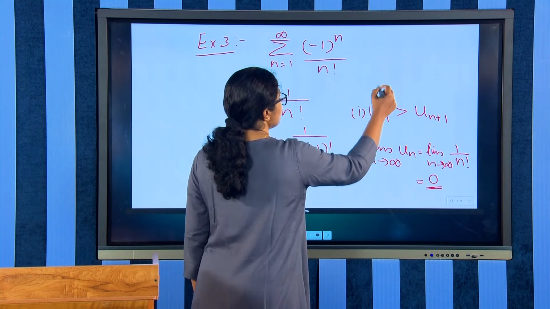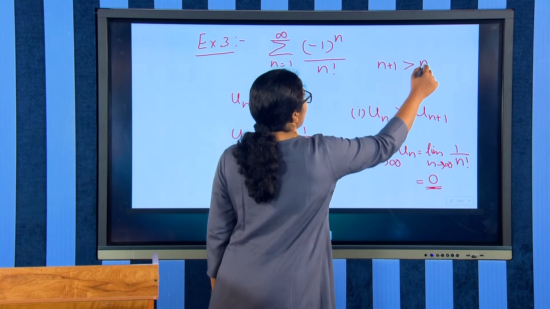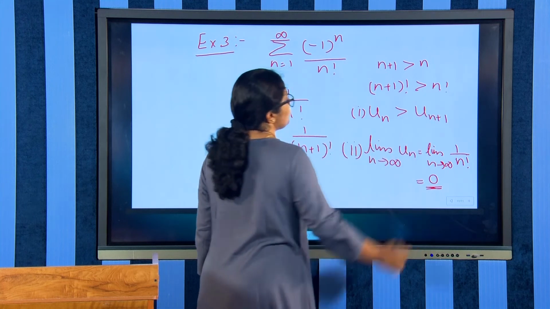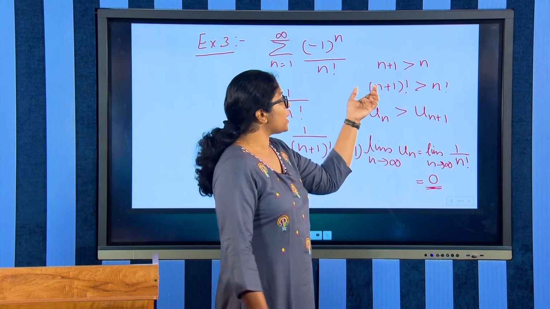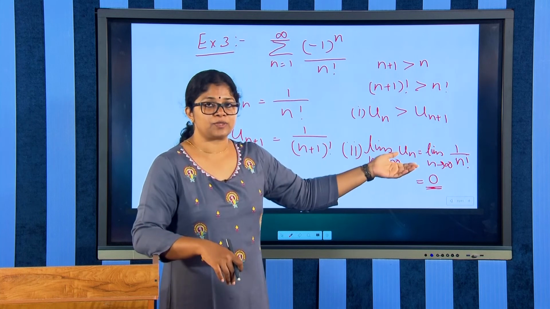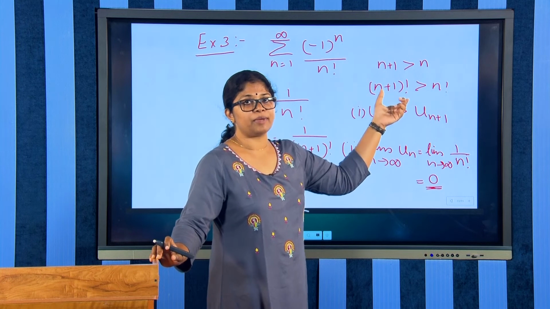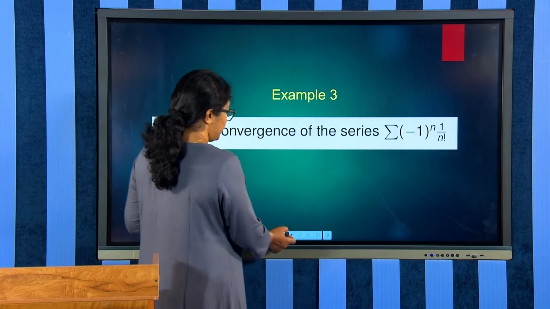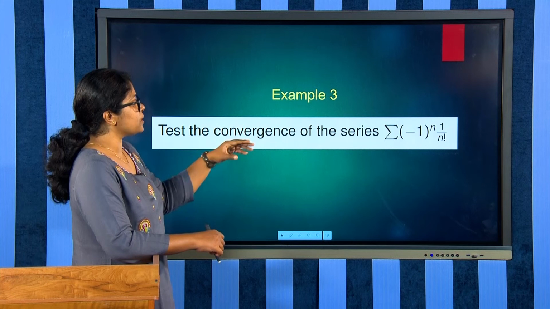This one is why? Because n plus 1 is greater than n. So n plus 1 factorial is greater than n factorial, because for n factorial we have the multiplication from 1 up to n, whereas for n plus 1 factorial we have multiplication from 1 up to n plus 1. So in addition to this you are having an n plus 1 here. So this side becomes much larger. So that is the condition for Leibniz test for this series, and so the Leibniz test is satisfied and hence this is convergent.